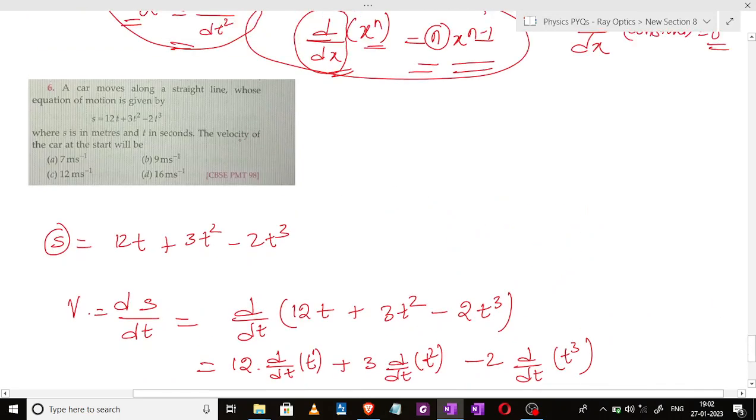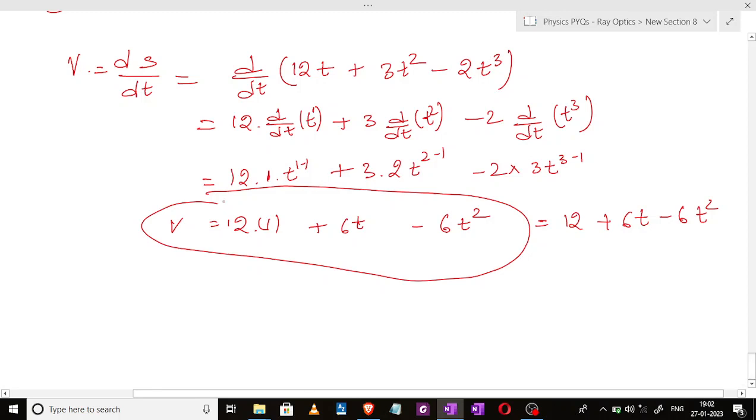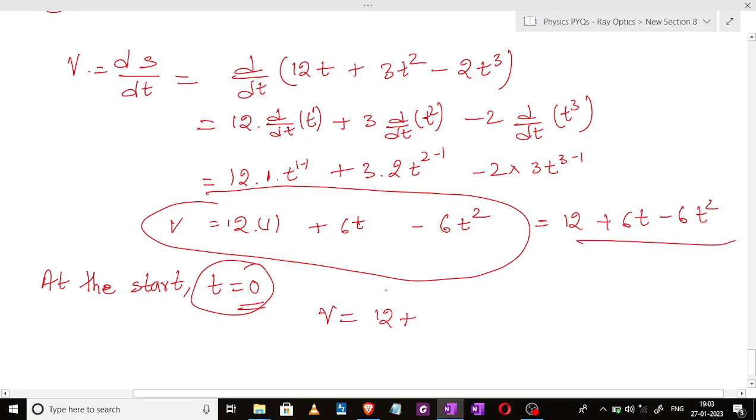Now what does the question ask? The velocity of the car at the start. At the start, what happens? t is 0, right? The time should be 0, since it is starting. So time is 0, then the velocity will become 12 plus 6t minus 6t². In the velocity expression we put the value of t as 0.